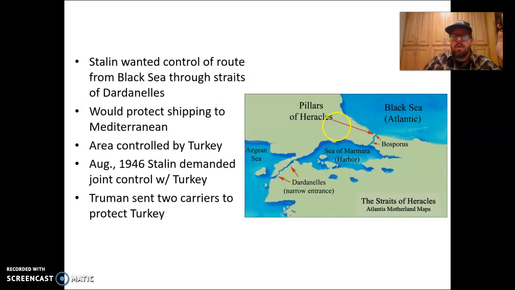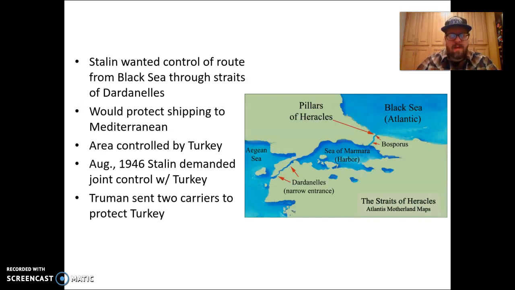And so the Soviet Union, Stalin, wanted to be able to control the route from the Black Sea here through the Bosporus, down here through the Dardanelles, and then into the Mediterranean. And so he would be able to protect shipping and the movement of his navy and all sorts of things. Well, Turkey controlled that whole area. And so in August of 1946, Stalin demanded that Turkey enter into an agreement with the Soviet Union where the two countries could jointly control that area.